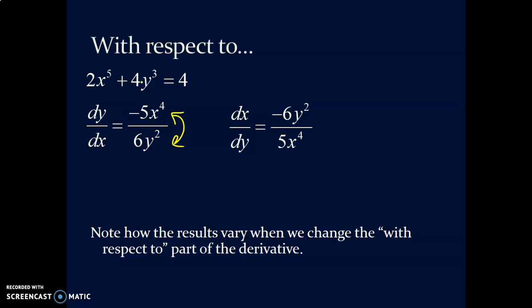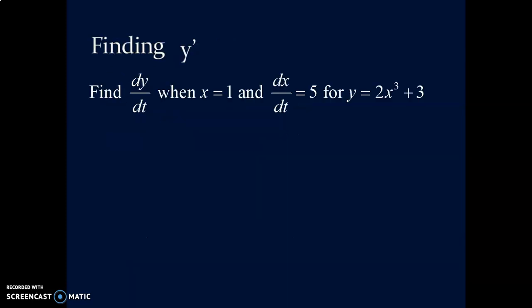So you're allowed to do that. If you found one and you need to find the other one, you can just flip it. You don't need to solve for the other one independently. All right, now let's make it a little bit more interesting by adding in another variable.